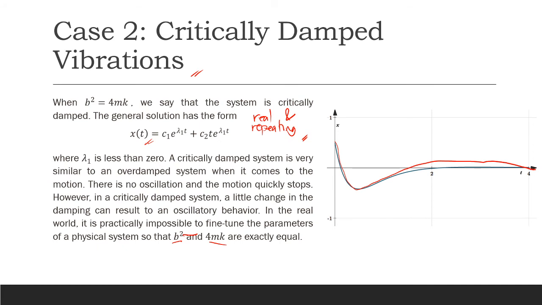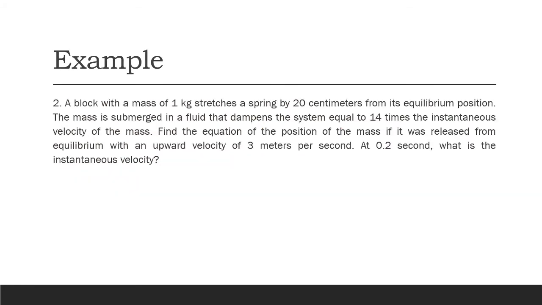So, let's apply this to a problem. A block with a mass of 1 kilogram stretches a spring by 20 meters from its equilibrium position. The mass is submerged in a liquid or fluid that dampens the system equal to 14 times the instantaneous velocity of the mass. Find the equation of the position of the mass if it was released from equilibrium with an upward velocity of 3 meters per second. At 0.2 seconds, what is the instantaneous velocity?